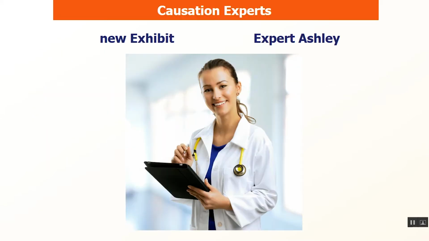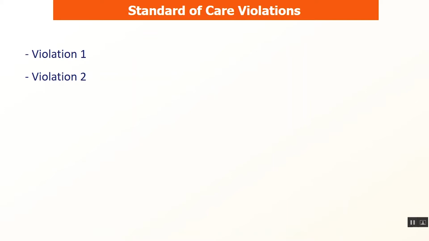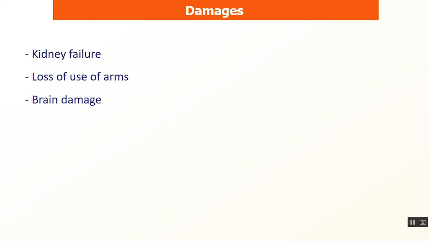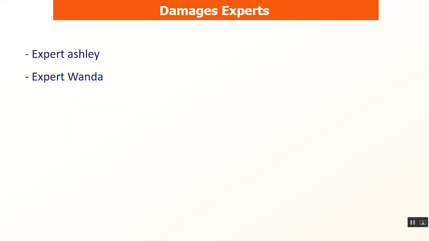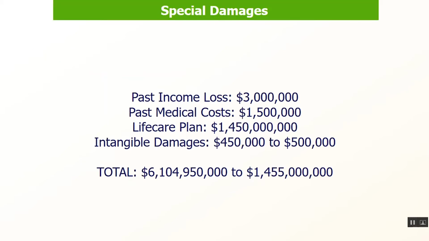Moving into our causation experts. Standard of care violations. Our expert opinions. Our damages. More damages experts and their opinions. Finally, our special damages, which is a summary slide. On this slide, we don't have the ability to put pictures or things like that. It's just for the dollars. And the final slide is our demand and offer.